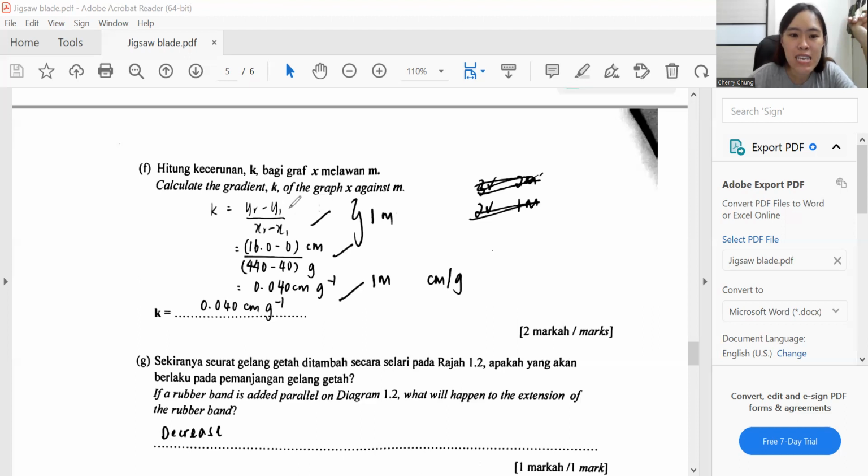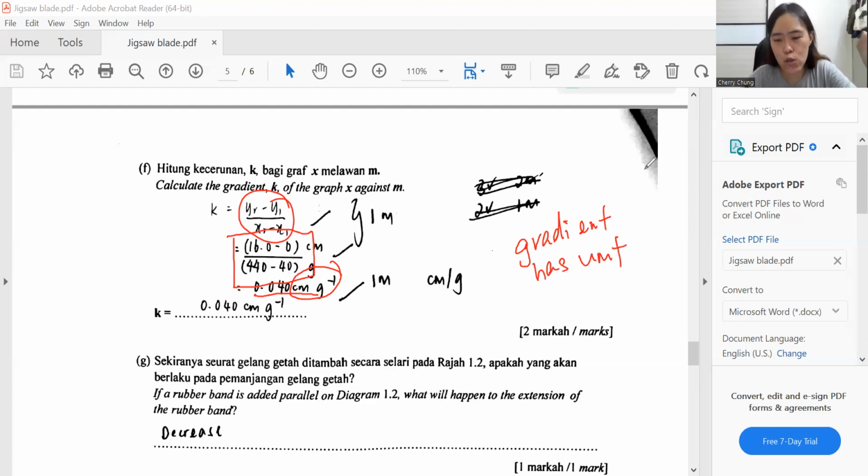So please, this formula is very important. Please write it down. Okay, you write it down already, then you include the values inside. Okay, y2 minus y1 over x2 minus x1. So then this is your answer with the unit. Remember, gradient has a unit. So follow the unit on your graph that you have drawn.